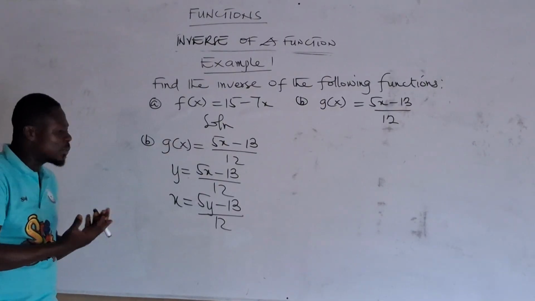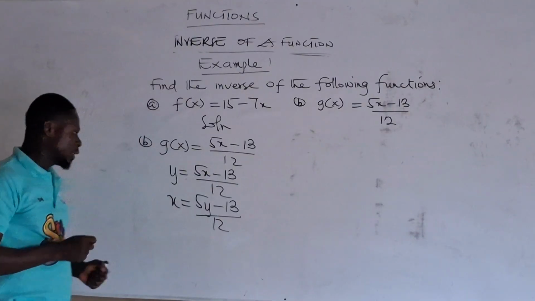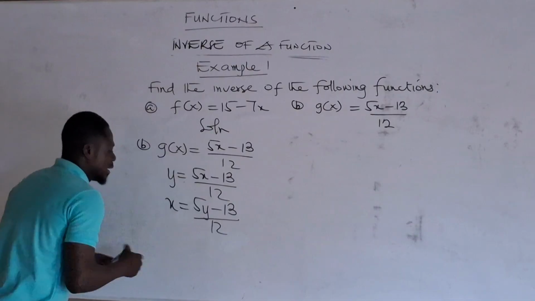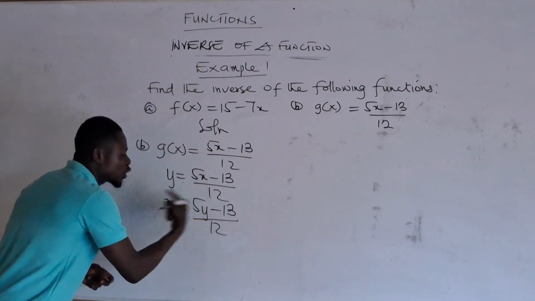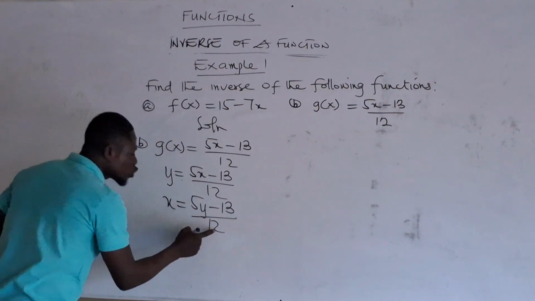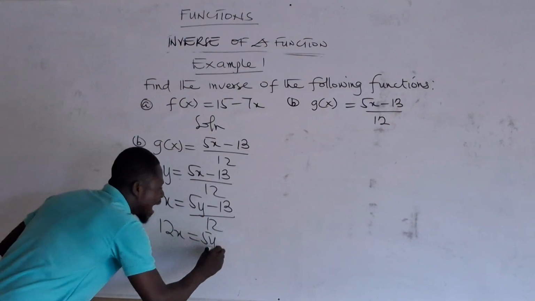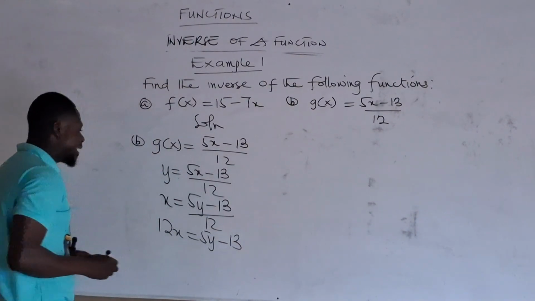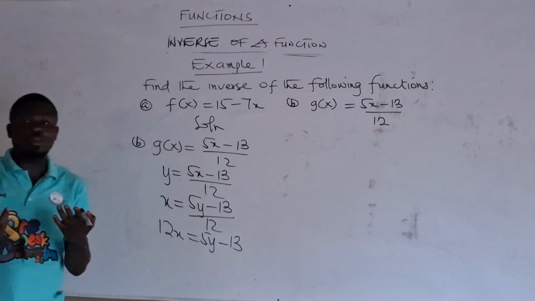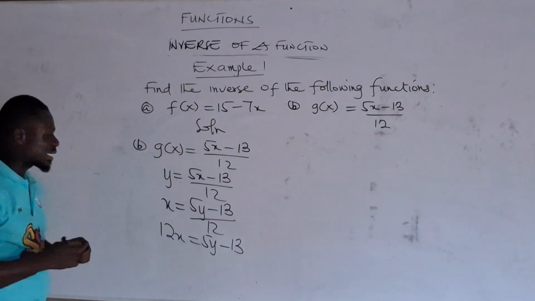Having interchanged the positions of the x and the y, we now make y the subject. How do we make y the subject? First and foremost, we multiply this by this. So when you multiply 12 by this, it's like doing cross multiplication. But this one is over 1. So when you multiply 1 by this, you get the same thing. So 12 by x will be 12x. And this will be equal to 5y minus 13. At this point, we will group like terms. How do we group like terms? The one with y will be maintained at one side, then those without y will be taken to the other side of the equal sign.